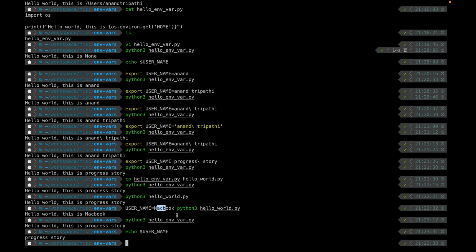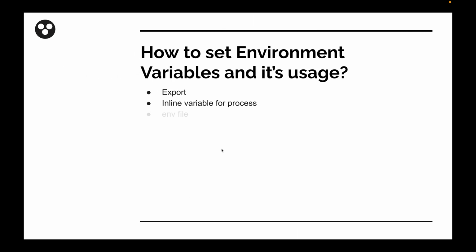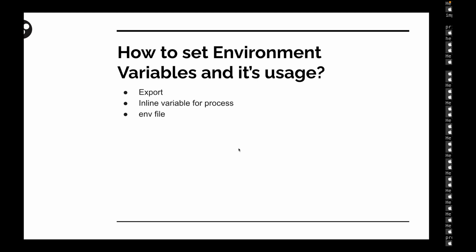So the gist of it: if you want to export an environment variable for a particular process, then you can use an inline variable like this. And if you want to export for the whole session, then you can use the export statement. So that was the second way. And also you can create an environment file for it.